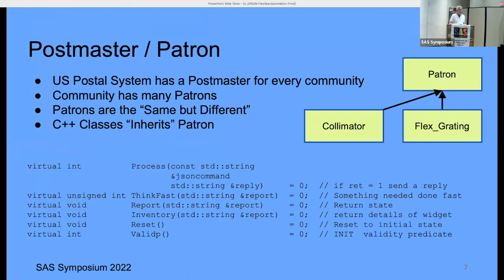In the postal system, let me see if I can help this out a little bit. What we have is a superclass called a patron, and it's a virtual abstract class. I'm saying this just so that you guys can get a feel for it. Virtual means it doesn't do anything except act as a placeholder. If I inherit that down by any of my other widgets, in this case, I've got the flex grading, which is the rotatable grading mechanism. It's a motor class that's limited in the scope that it can move.